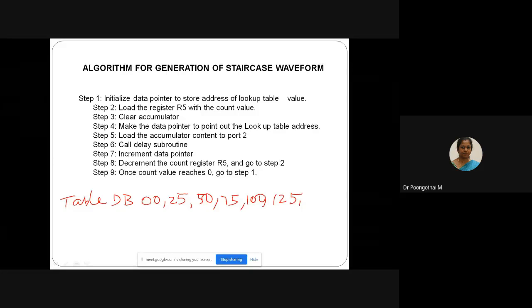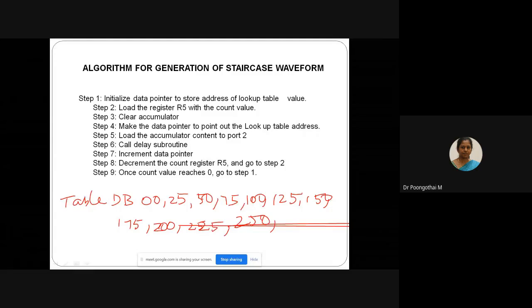Okay, 150, 175, 200, 225. Next 250. After that we cannot proceed because the value will be exceeded. So stop at 250. Okay, so we have to get the value.